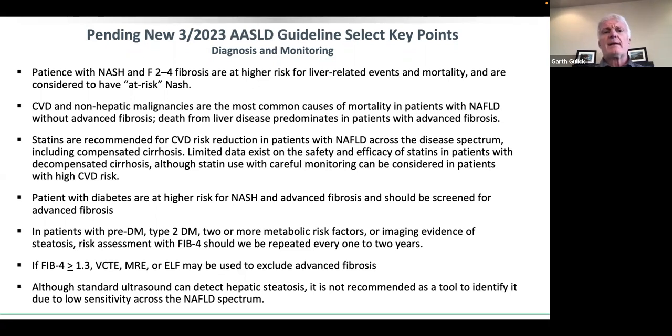And that is, they're going to call anybody who has evidence of stage 2 to 4 fibrosis as being at-risk NASH.